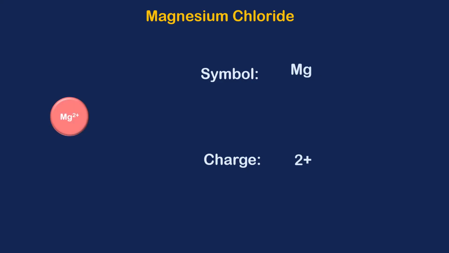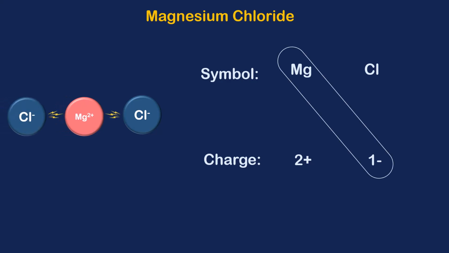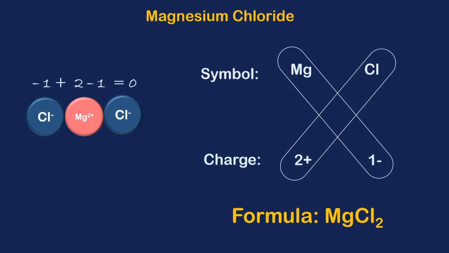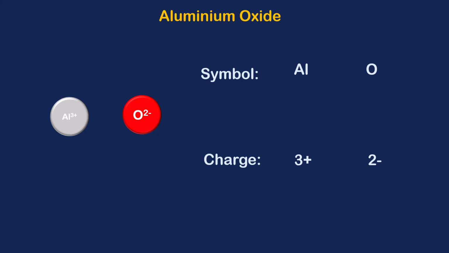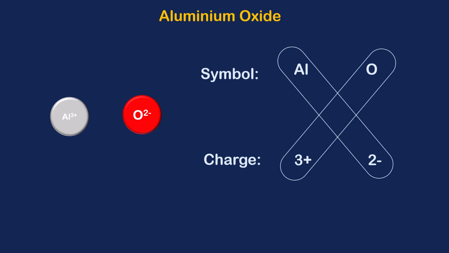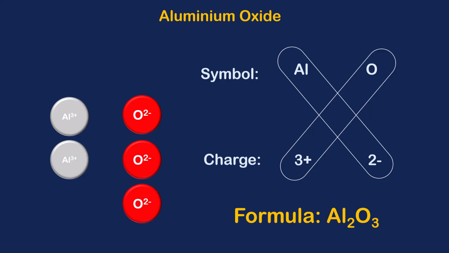Time for ions. Here's magnesium chloride. Magnesium ion has a double plus charge and chloride ion has a single minus charge. Now 1 magnesium ion needs 2 chloride ions to balance and give us MgCl2. Now let's look at an interesting one. Aluminium oxide. Aluminium has a charge of 3 plus and oxide has a charge of 2 minus. When we cross over the charges, we see that we need 2 aluminium ions and 3 oxide ions to balance.